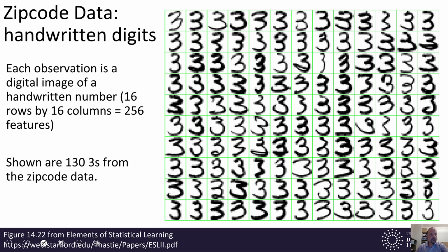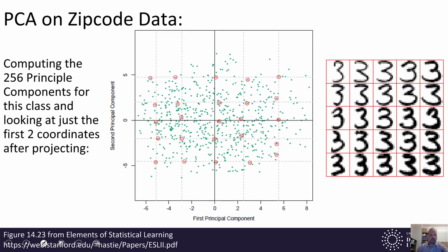So here's another example. We have the zip code data, which is a standard data set that people look at. Each observation is a digital image of a handwritten number. In this case, we're just looking at the number 3. There are 130 different 3s shown here. It's a digital scan, 16 rows and 16 columns, of a number 3 that was written by a person. When we apply PCA to this data set, each data point is in 256 dimensions, and that 256 is the number of pixels in the image.